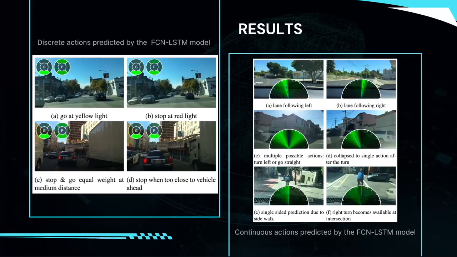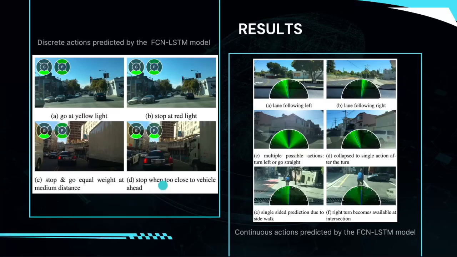Results. Discrete and continuous actions. The image on the left shows the discrete actions predicted by their FCN LSTM model. Straight at the top, slow or stop, turn left, and turn right. The color intensity shows the probability value. In sub-figure A and B, the car is going through an intersection. The model predicted to go straight when the light is yellow as seen here, and the prediction changes to stop when the traffic light is red, indicated by the higher intensity here. This indicates that the model has learned how human drivers often react to traffic light colors.